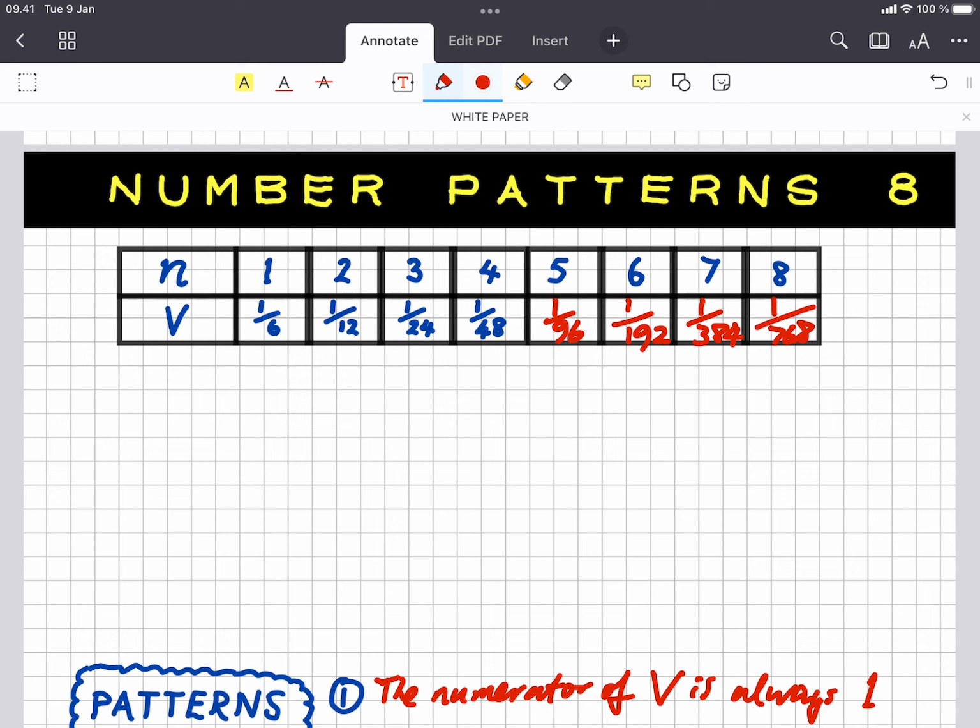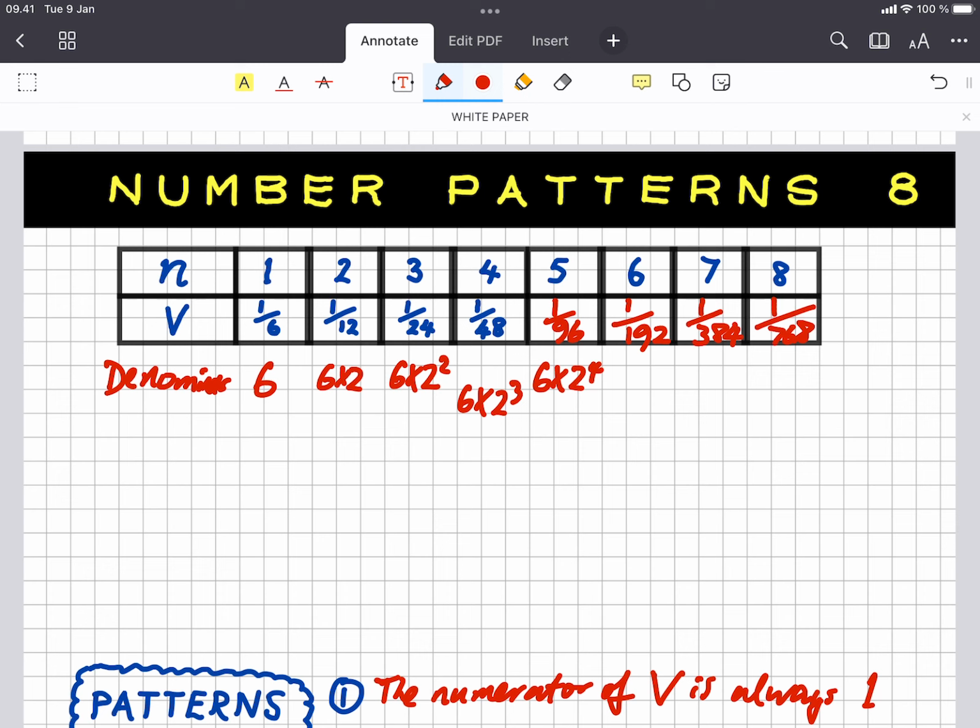Now let's try and establish a rule for this whole thing. Well, let's just think about the denominators at the moment. Clearly, they're doubling every time. So the first one, the denominator is going 6, 6 times 2, 6 times another 2, so 6 times 2 squared, 6 times 2 cubed, 6 times 2 to the power of 4.